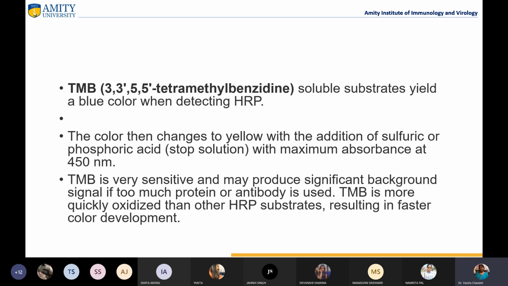So TMB is very sensitive and it can produce a significant background signal if too much protein or antibody is used. And it is also more quickly oxidized than other HRP substrates, resulting in a faster color development.